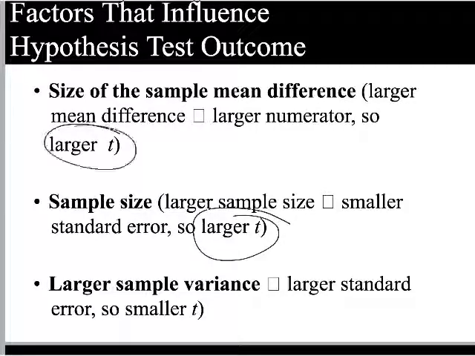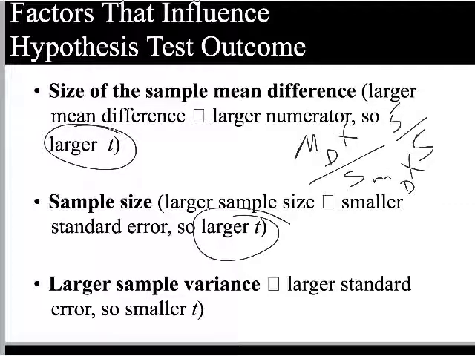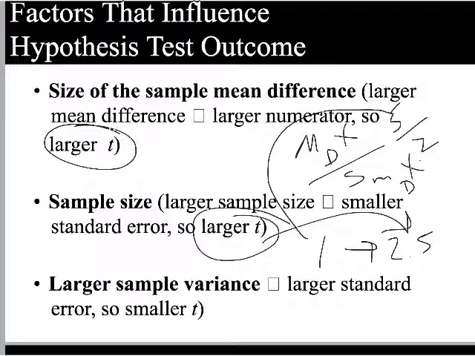Right? So in either case, larger t's are associated with bigger sample mean differences. Larger t's are associated with larger sample sizes, right? This is because of the nature of this formula. So if this number is bigger, we're going to get a bigger t. And if this number is smaller, we're going to get a bigger t. Right? If this is 5 and this is 5, then that equals 1. But if this is 5 and this is 2, then this is going to equal 2.5. So bigger t.